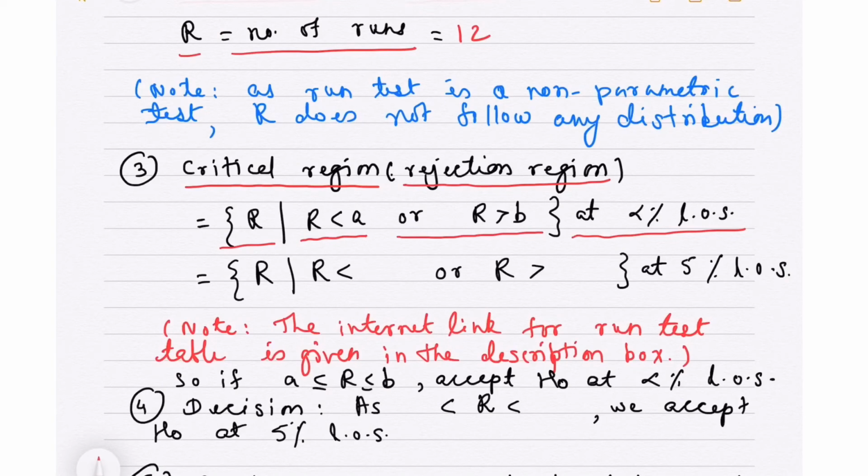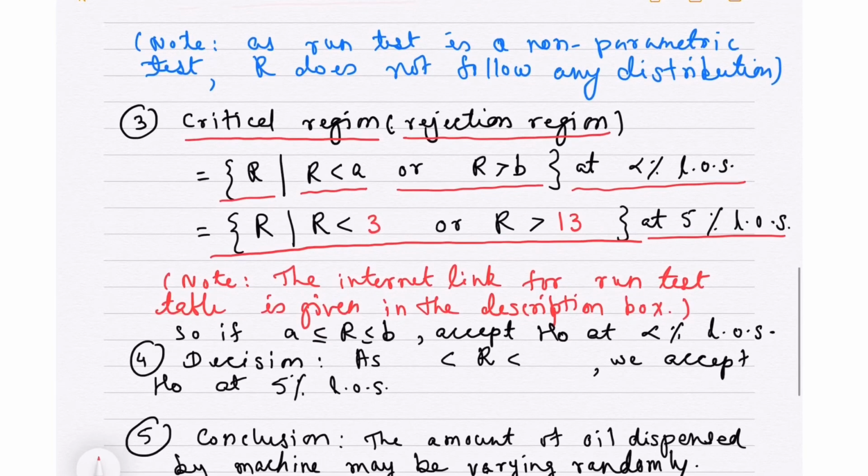Coming back to the critical region now. Critical region equals the set of all r such that r is less than a, which is 3, or r is greater than b, which is 13, at 5% LOS, level of significance. That is, we accept H naught if r lies between a and b, that is 3 and 13.